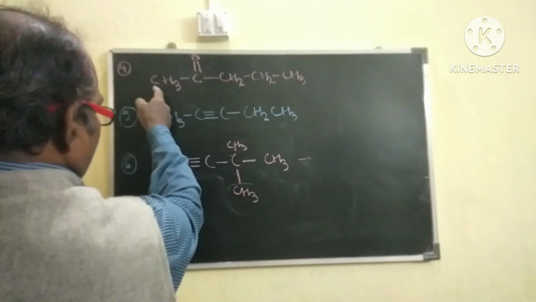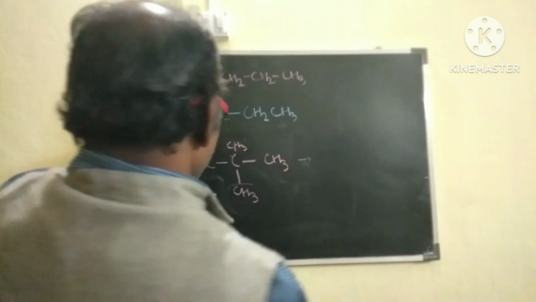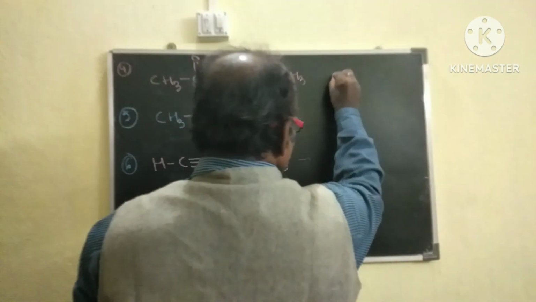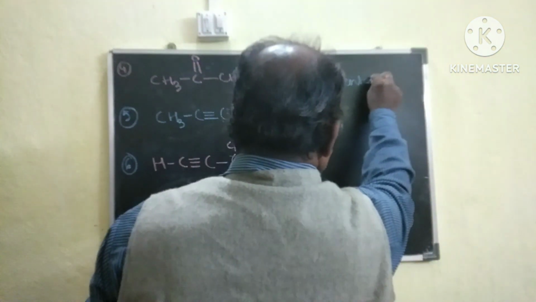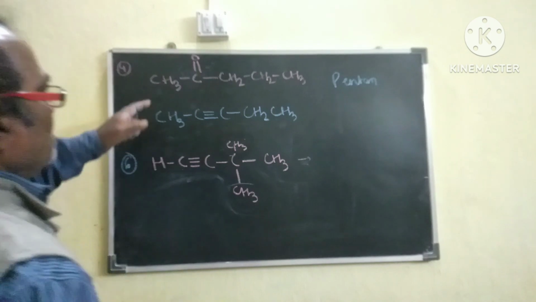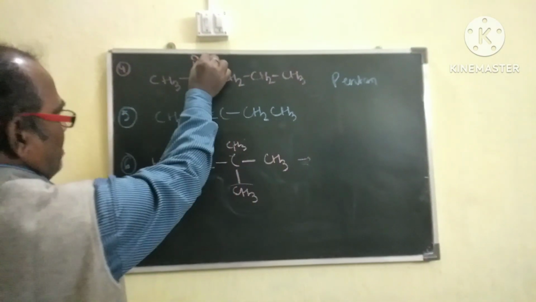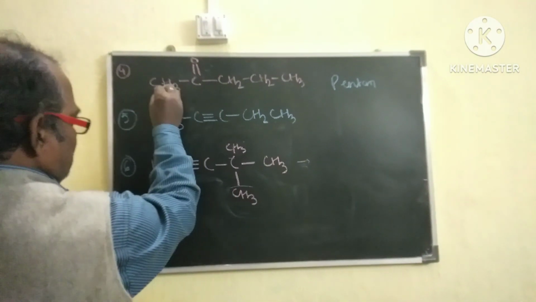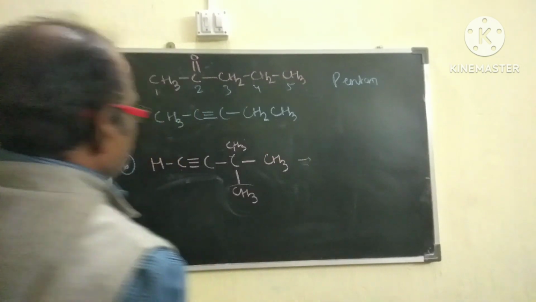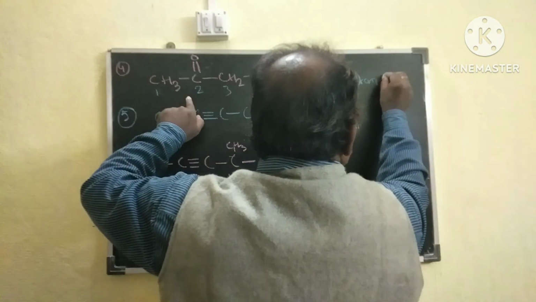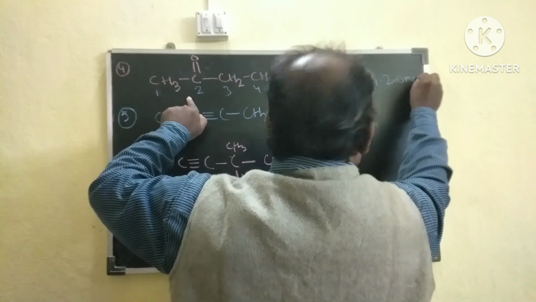One more thing we are going to find out from here. The number of carbon atoms is 1, 2, 3, 4, 5, and we have a single bond. So we are going to write pentane. Then we'll go with the functional group. From left to right, the functional group is on the second carbon atom. So we are going to write pentan-2-one.